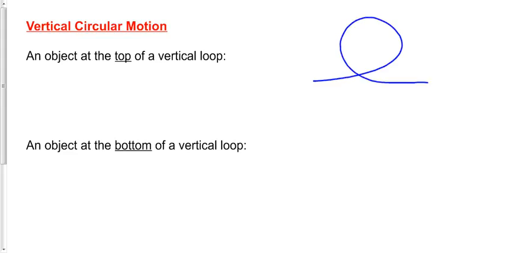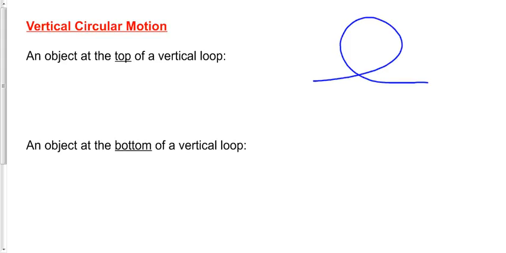We're talking about objects going in circles, but upside down circles as opposed to horizontal circles. Remember last week I kept swinging the keys around my head? Okay, that was the circle that I used. That's a horizontal circle. If I start swinging the keys around like this, that's a vertical circle. Okay, and the analysis changes a little bit. The equations that we learned last week still apply, but we have to do a little bit more with them. We're going to analyze objects going around these vertical circles in two places.